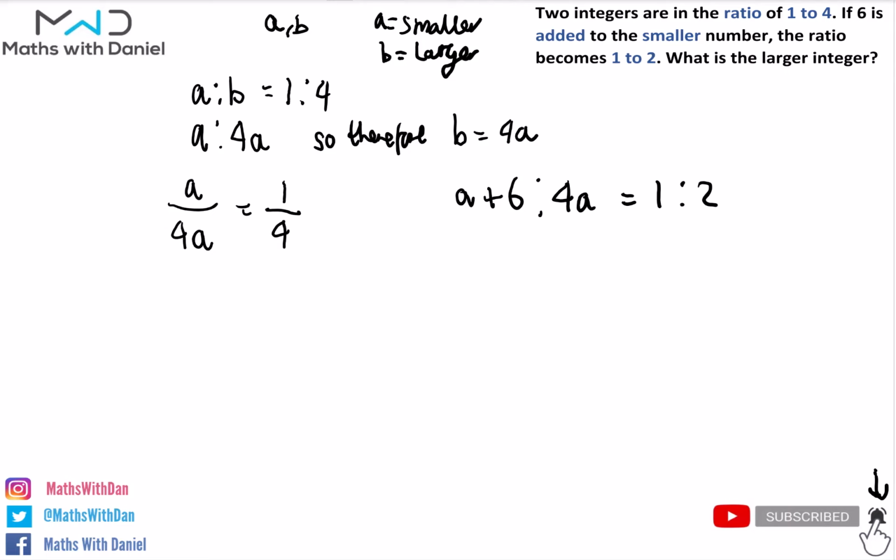right? If this is in the ratio 1 to 2, that means its fractional equivalent would have to be A plus 6 over 4A, and this will have to be equal to 1 over 2, because it's in the ratio 1 to 2. The same way, this ratio here, A over 4A, is in the ratio 1 to 4, which clearly works as 1 over 4. And then they've told us to find the larger integer.